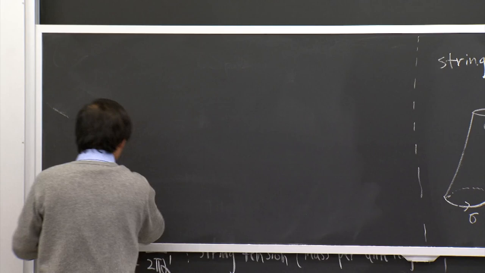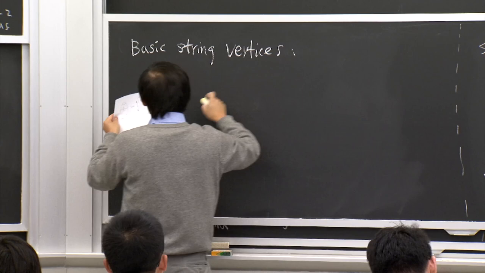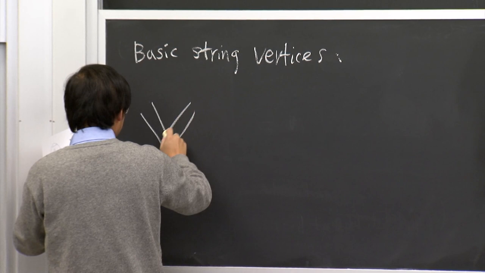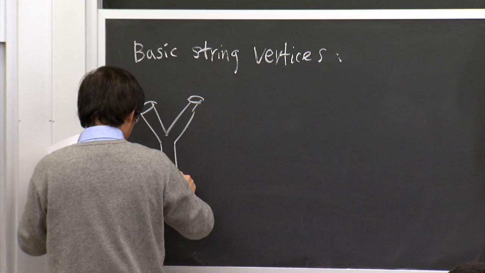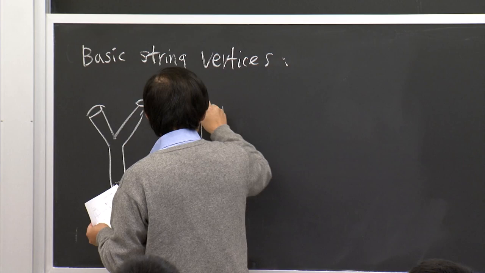So in some sense, we concluded that the basic string interaction vertex is that a single string can split into two strings, or two strings can join into a single string. And the weight for each process is given by G string.